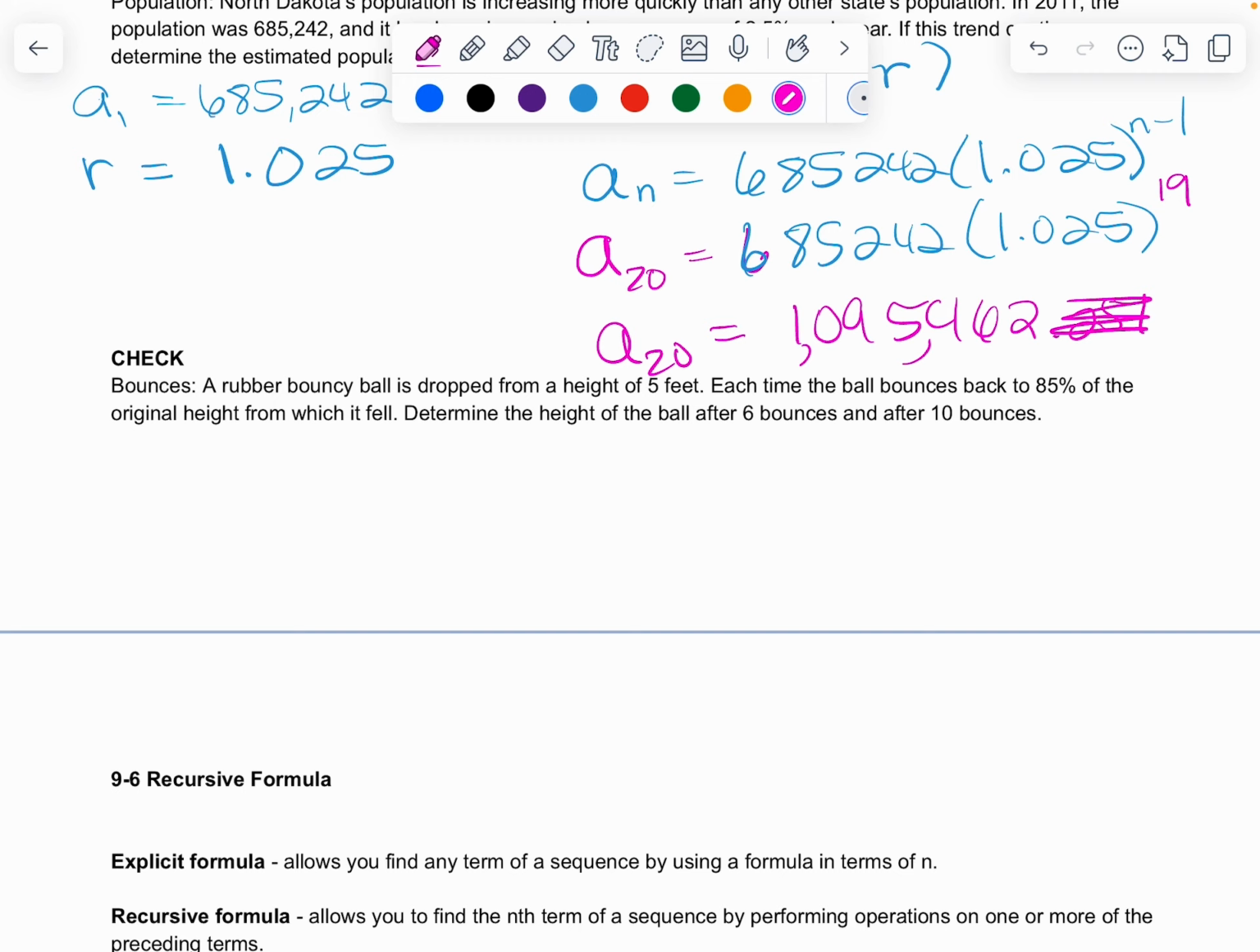Then, bounces. A rubber bouncy ball is dropped from a height of 5 feet. Each time the ball bounces back to 85% of the original height. Now this is going to be the same thing as that last one, but it's decreasing. So it's going to be minus. Okay, so the rate on this is going to be 1 minus 85%. So that's going to be 0.15. Is that right?